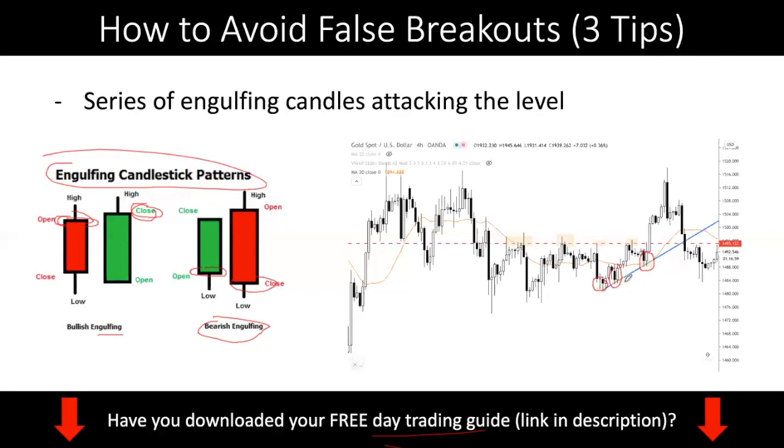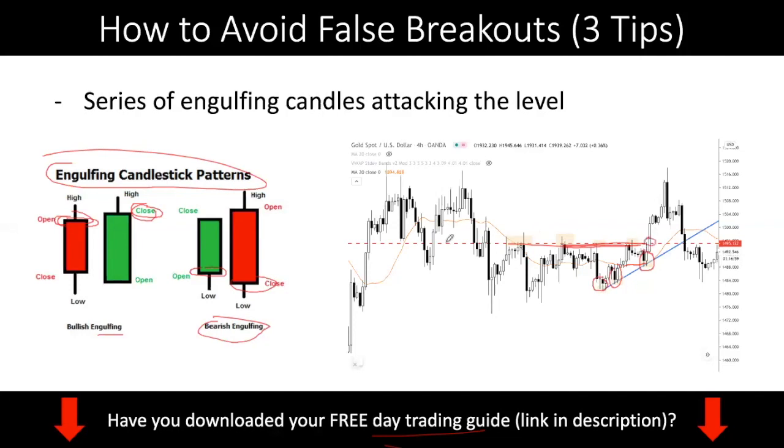So there you have it, all three features. Just a recap about this chart: you have the key support and resistance level with multiple touches, four touches. You have the moving average over here, the orange line, and you also have the trend line. And you have the series of engulfing candles attacking the level before it bursts up.